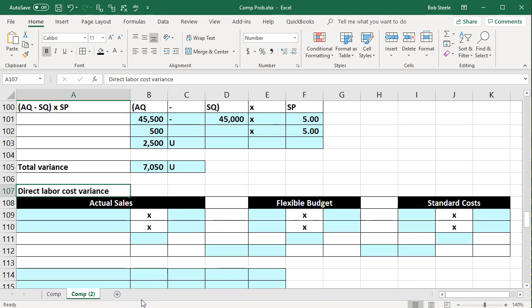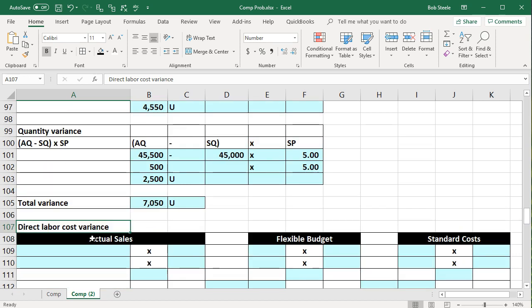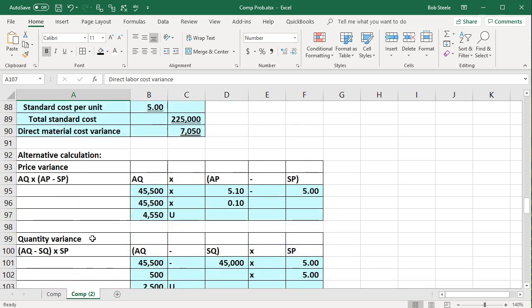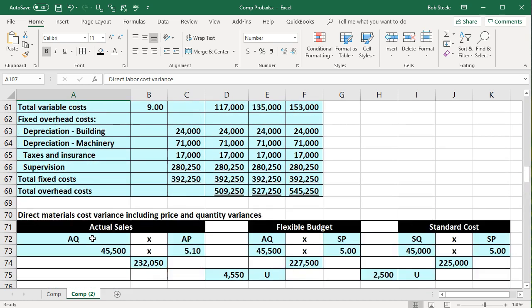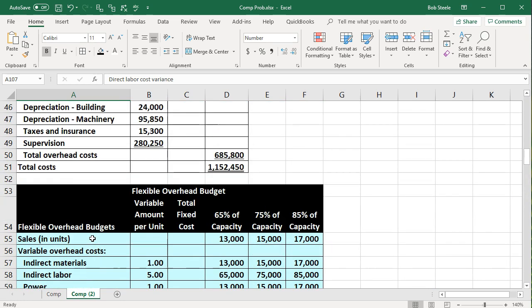In this presentation, we will continue on with our comprehensive problem, this time taking a look at the direct labor cost variance. This will be a similar process as the direct materials variances. What we're going to do to start off this time is hide a few cells, because what we want to be able to see is our data up top. So we're going to hide some of the cells below, and we're going to hide the entire rows.